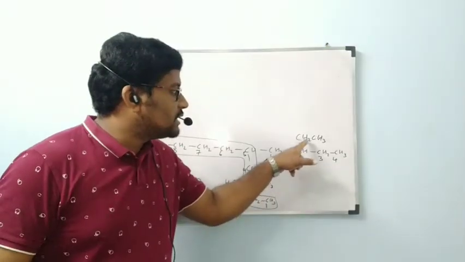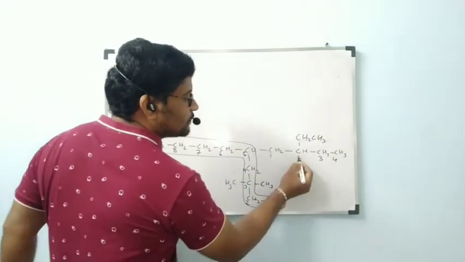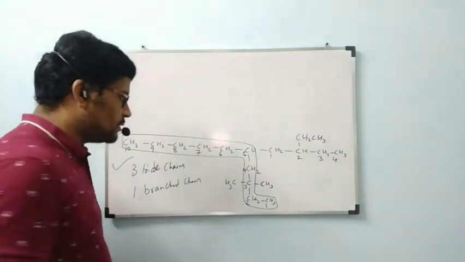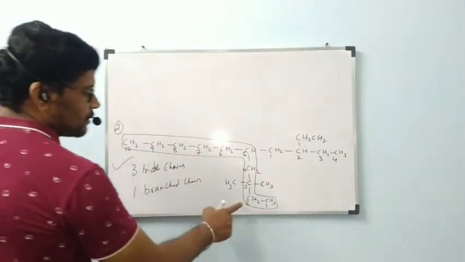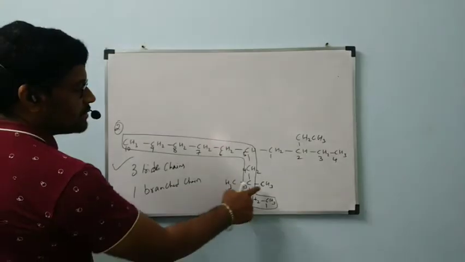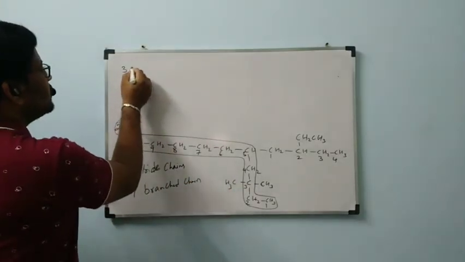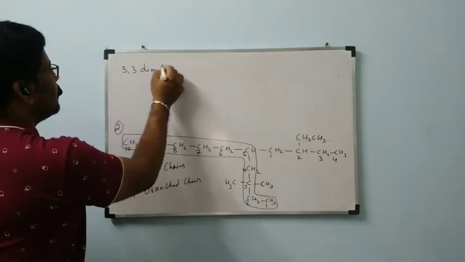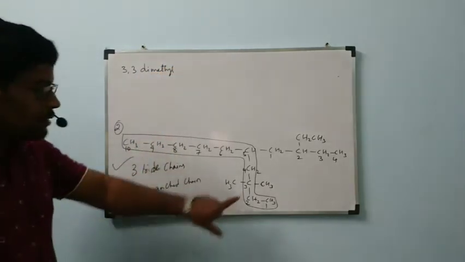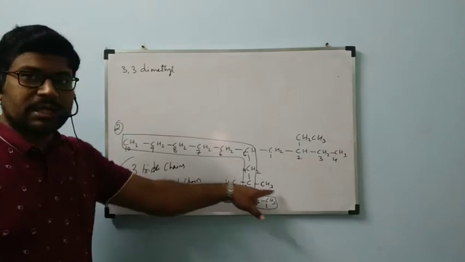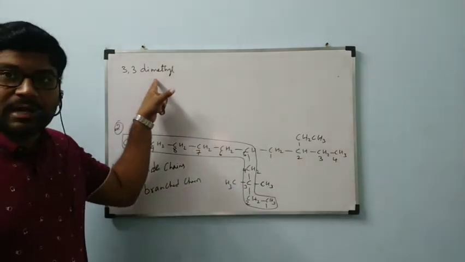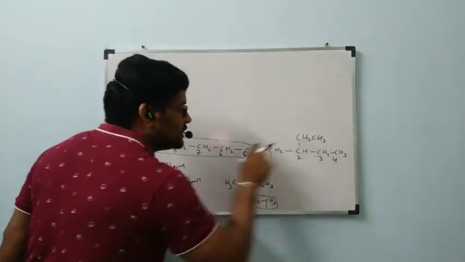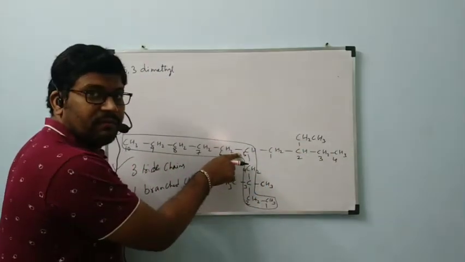On which position is the ethyl group? Second position. Now how are we going to give the name of this compound? See carefully. On the third carbon, methyl groups: 3, 3 dimethyl. On the third carbon, 2 methyl groups are there. 3, 3 dimethyl. Now this total is present on which carbon? Fifth carbon.